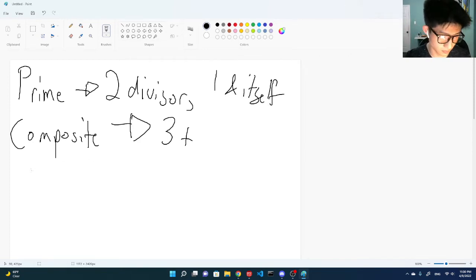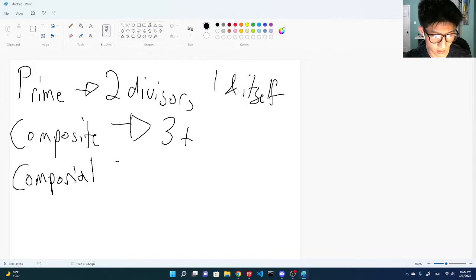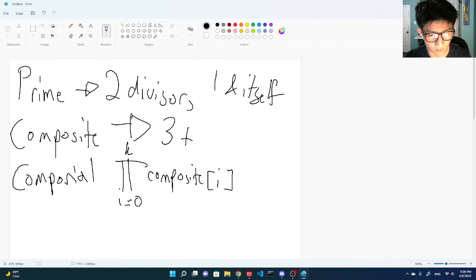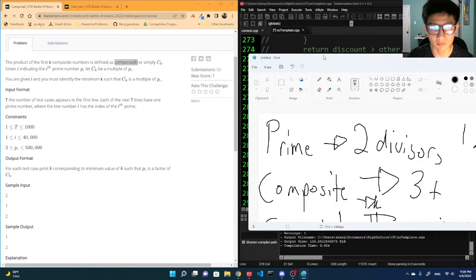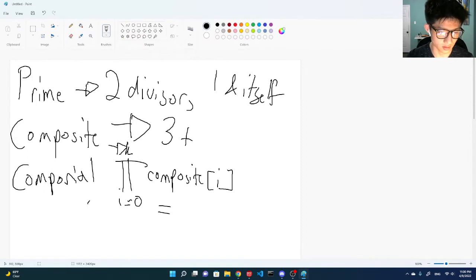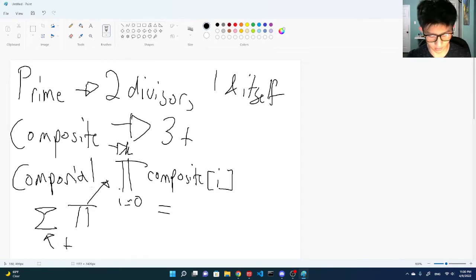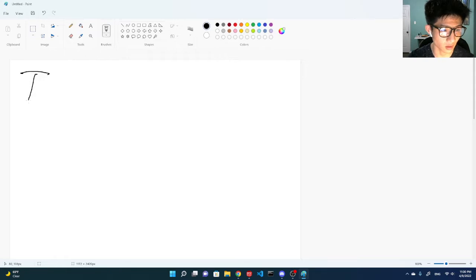So what a Comportal is, it's the product of all composite numbers together, up to k. So k composite numbers, C_k. For example, if this is the product symbol, you may have heard of sigma, that is the addition symbol, and this pi-like thing, I forgot what it's called, but that is product. I know it's all mathematical and stuff, but you'll get used to it.